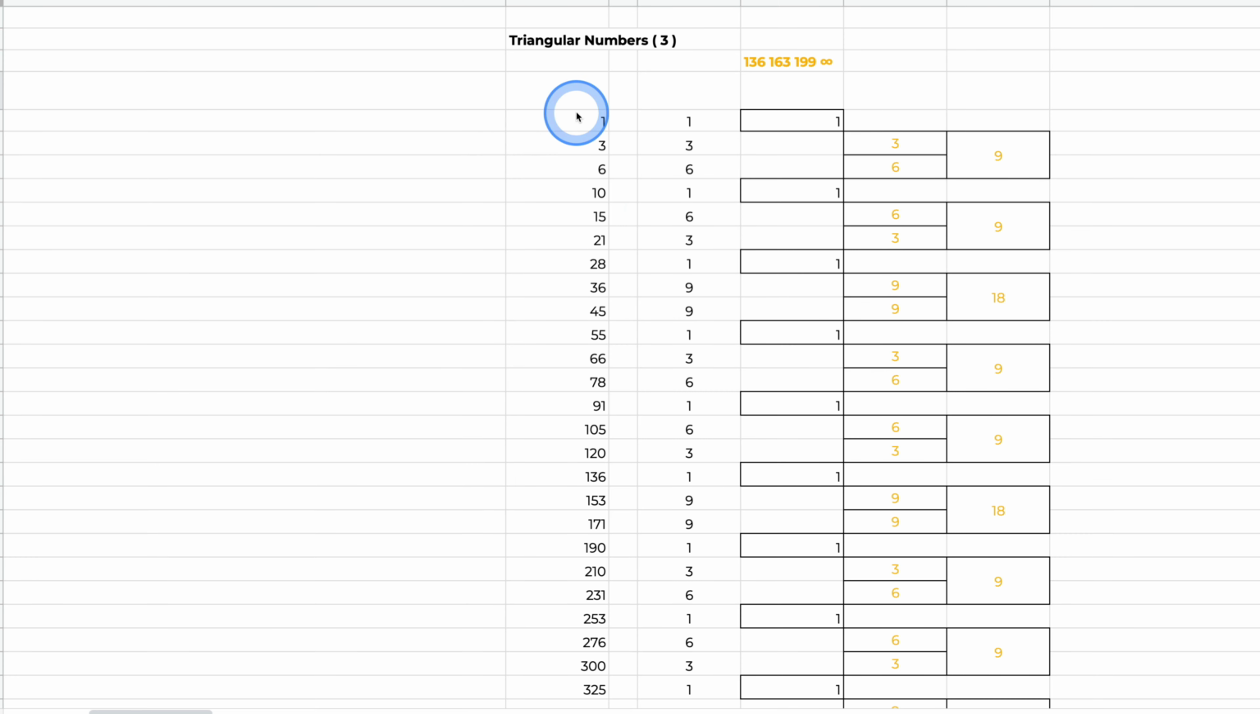Now we have triangular numbers. And when we isolate it and break it down, we find this pattern: 1, 3, 6, 1, 6, 3, 1, 9, 9, 1.